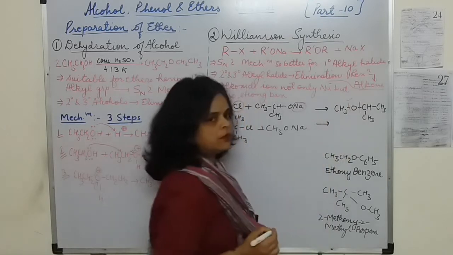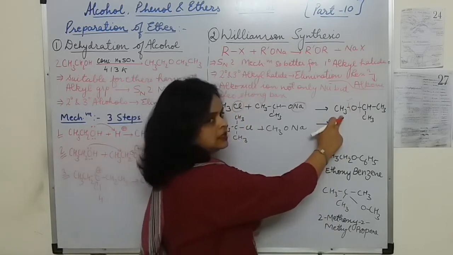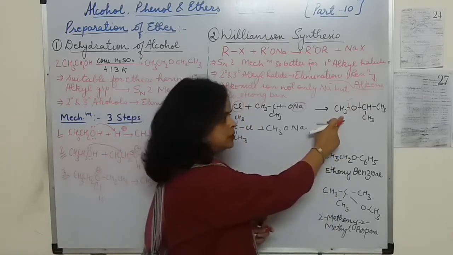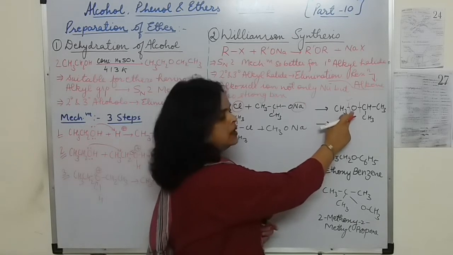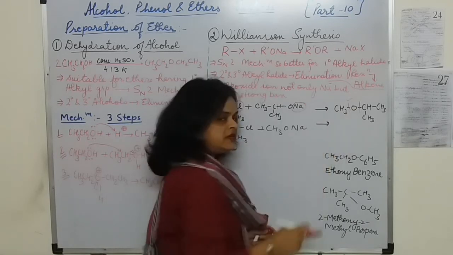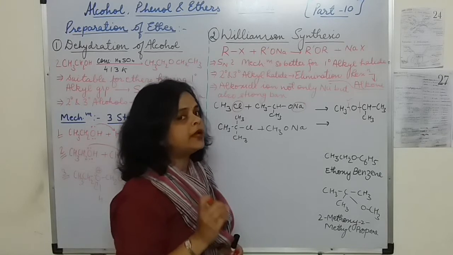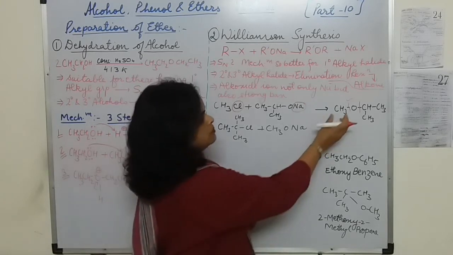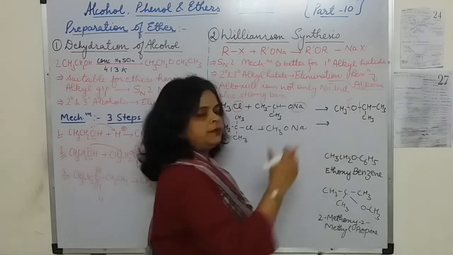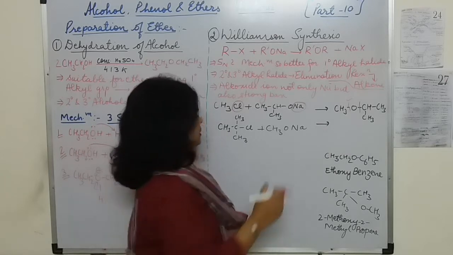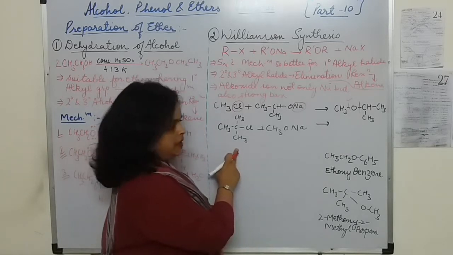If you break this bond, then it will be CH3, Cl or Br, whatever halogen you are taking, and this will be the alkoxide part. So always prefer the smaller primary alkyl part. Here the smaller alkyl part will be preferred to be the alkyl halide. Suppose we have this type of alkyl halide.